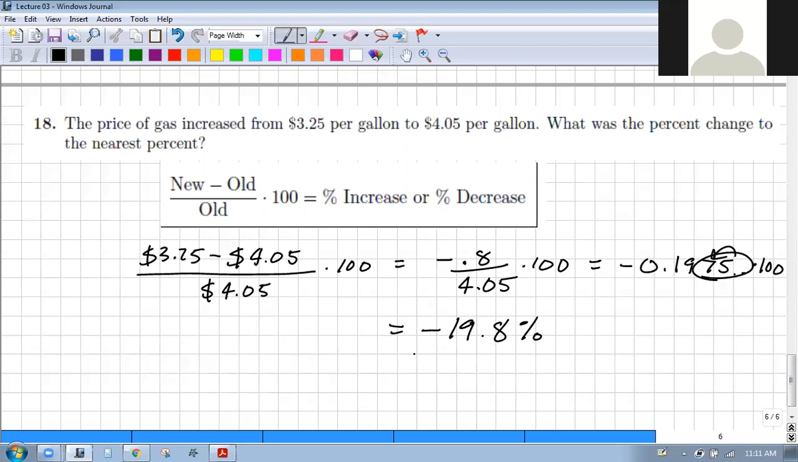So why are we getting negative here? Oh, I got the old and the new mixed up, didn't I? It increased from 325 to 405. Okay, so I got the old and the new wrong. So let's try this again.